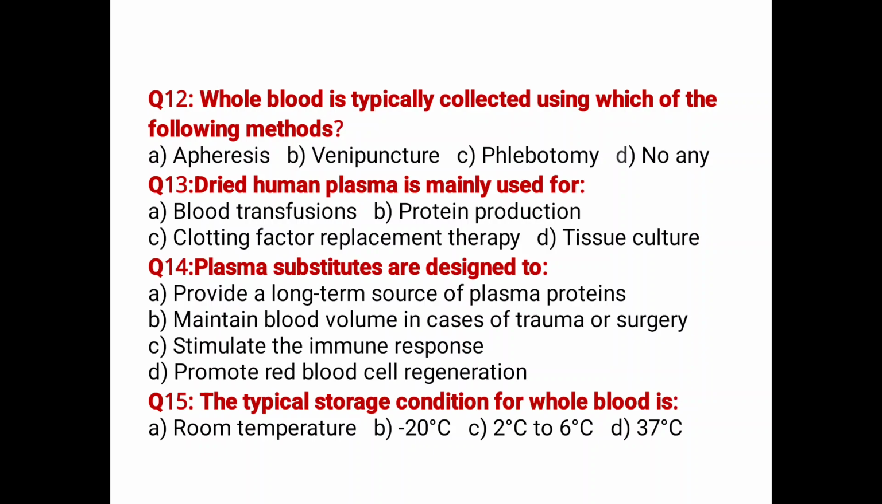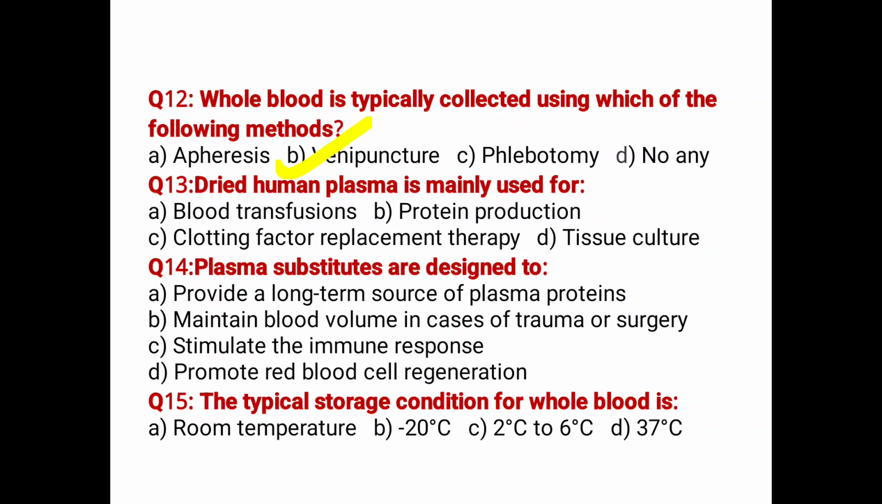Next, whole human blood is typically collected using which of the following methods? A, apheresis; B, vein puncture; C, phlebotomy; and D, none of the above. So whole human blood is collected by vein puncture. That is the blood collection method.